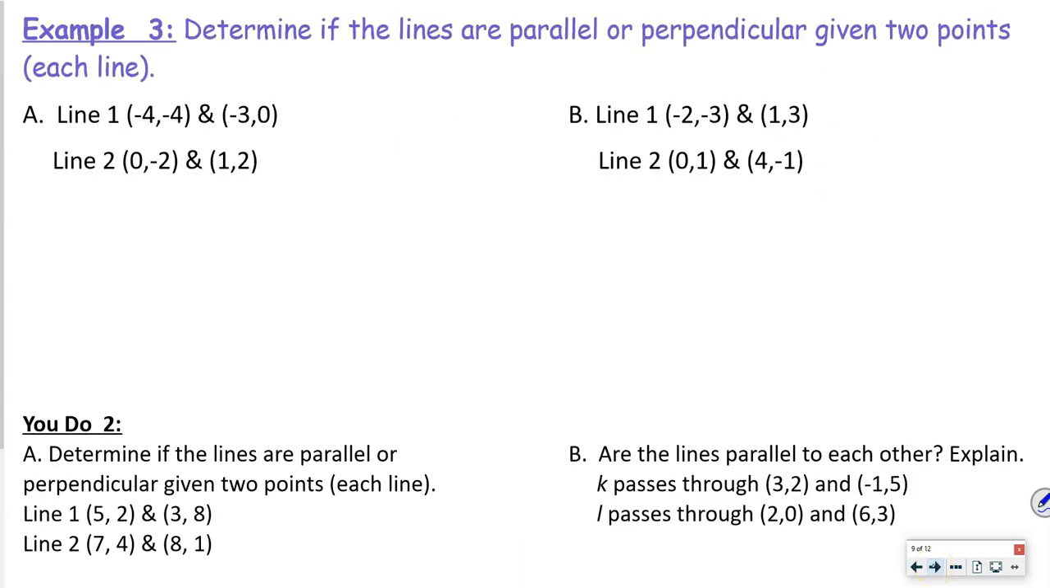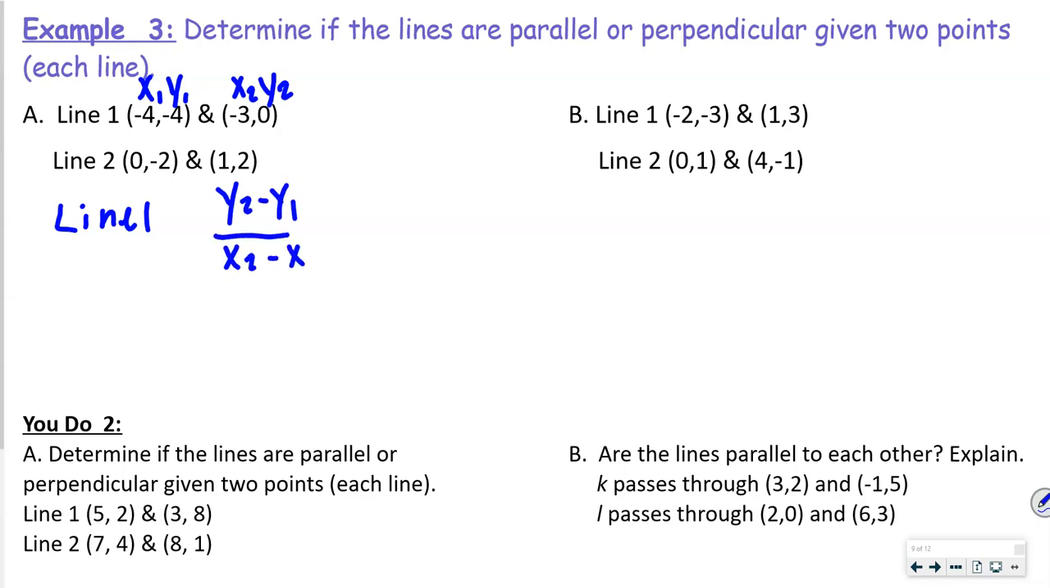So determine if the lines are parallel, perpendicular, or neither, given the 2 points of each line. So let's go ahead and find line 1. So this is what I'm going to do. I'm going to label this x1, y1, x2, y2. Okay, so remember, we're doing y2 minus y1. I'm going to write it here just so you guys, and this is not on the formula sheet, y'all, so you might want to write it down a couple times to get it memorized, okay?